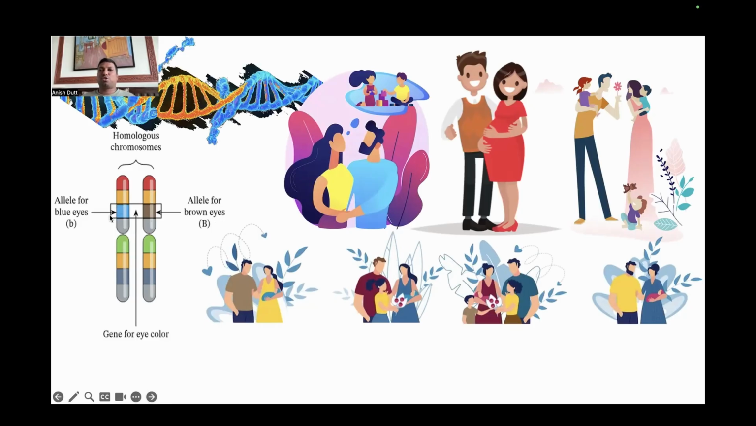Let's say one of these two is an original gene, the brown eye color gene, let's call it for now the original gene which initially evolved. But later on, due to some kind of mutation or some kind of change in the base sequence, another gene came into existence which would give rise to blue eye color.